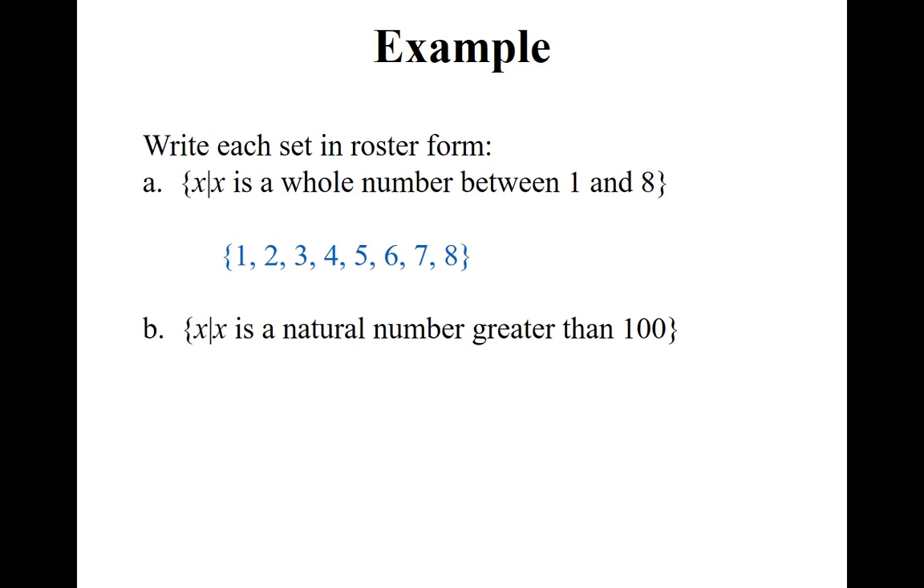The first option would be 101, and then 102, and then 103, and then 104, and then 105. Somebody stop me. That set is going to go on and on forever. How do we indicate that? We indicate that with an ellipsis. So the roster form here would be 101, 102, 103, ellipsis.